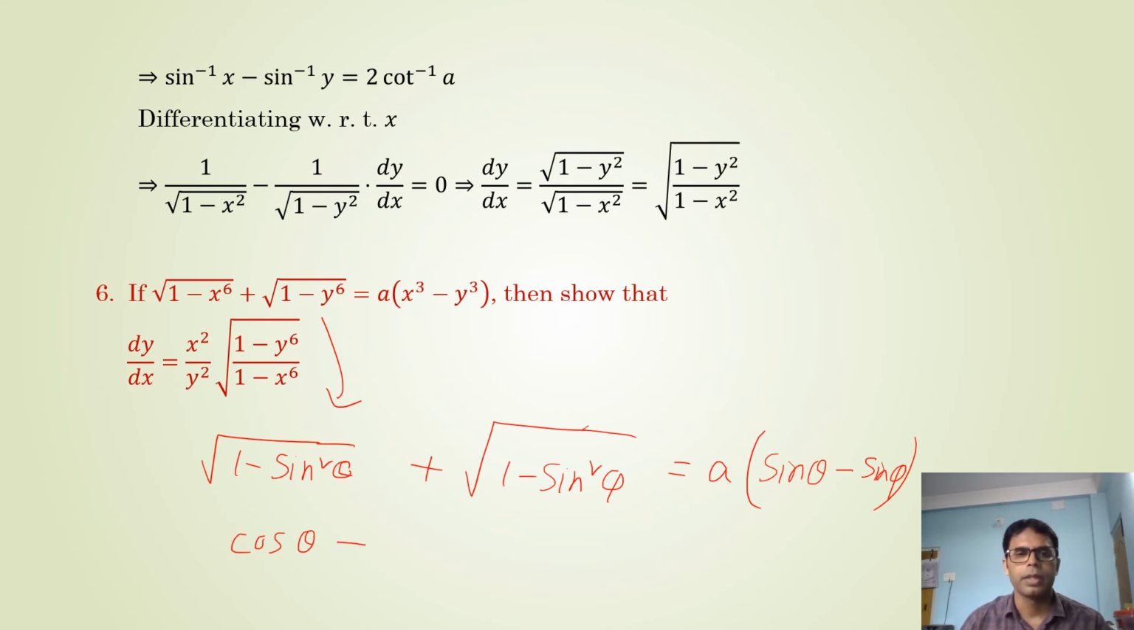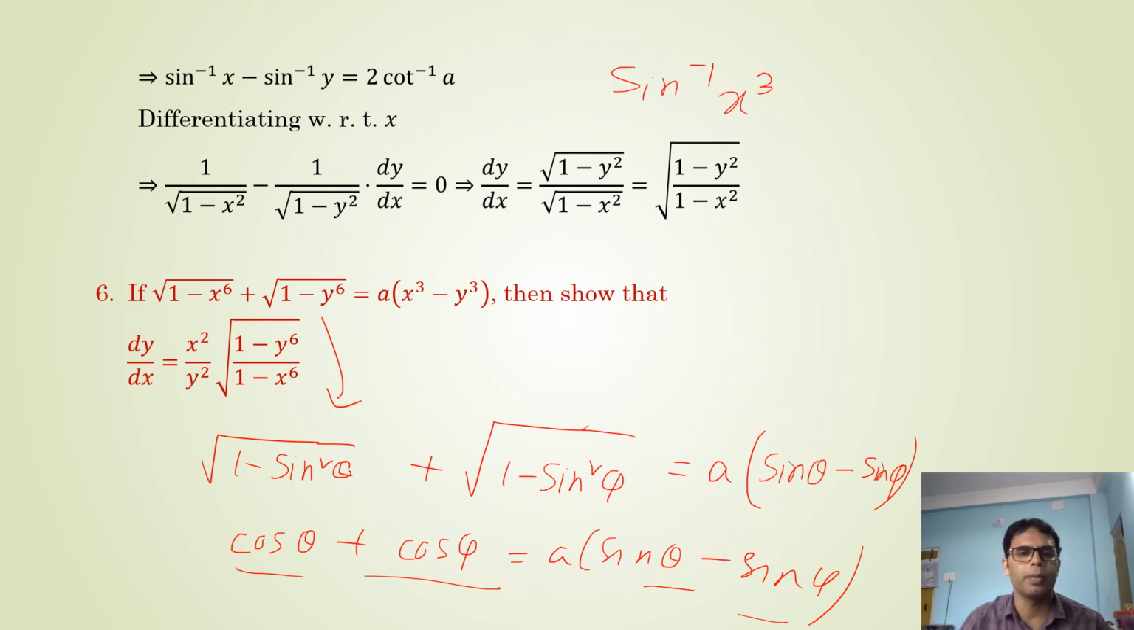As done in the previous question, this will be cos phi, and the right hand side is a into sin theta minus sin phi, exactly the same, like sin phi. There again you use the cos c plus cos d formula and sin c minus sin d formula, exactly the same as in the previous question. Lastly, you will get sin inverse x cube, theta, and after putting the value of phi, plus sin inverse y cube will come, after replacing the value of theta and phi. On the right side, 2 times will already be there, and the 2 will cancel.